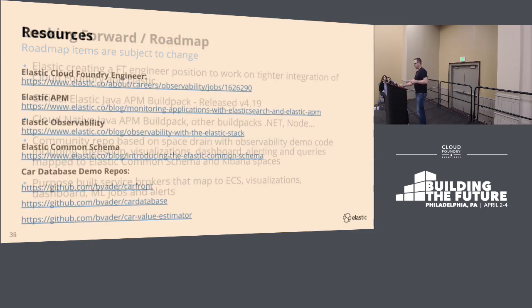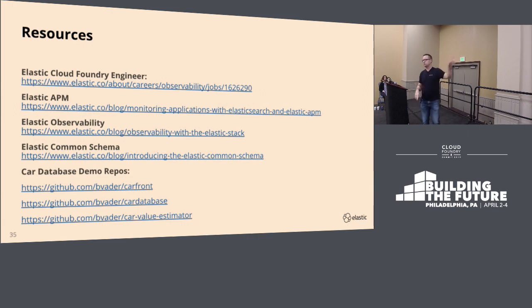And I think the final thing here, I just wanted to point out the resources, so go ahead and look on Elastic. It says Cloud Foundry Engineer if you're interested. I put a couple links to APM, observability, the common schema, and we have the code that Jenny demoed in the repos, so it's really easy to pull down and basically repeat or replicate what Jenny did. So that was a whole lot in 35 minutes.